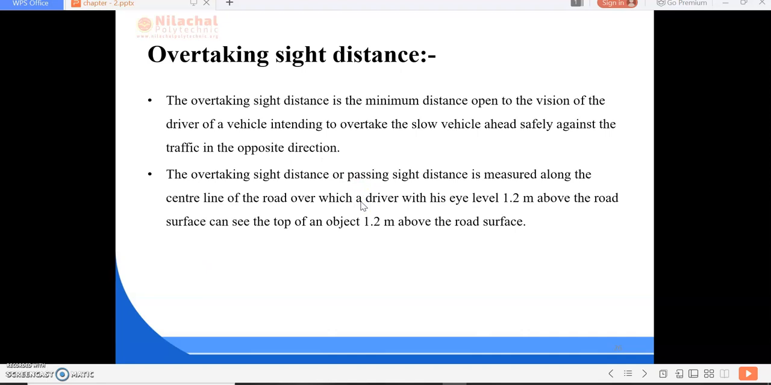Next is overtaking sight distance, OSD. The overtaking sight distance is the minimum distance open to the vision of the driver of a vehicle intending to overtake the slow vehicle ahead safely against the traffic in the opposite direction. The overtaking sight distance, or passing sight distance, is measured along the center line of the road over which a driver with his eye level 1.2 meter above the road surface can see the top of an object 1.2 meter above the road surface.